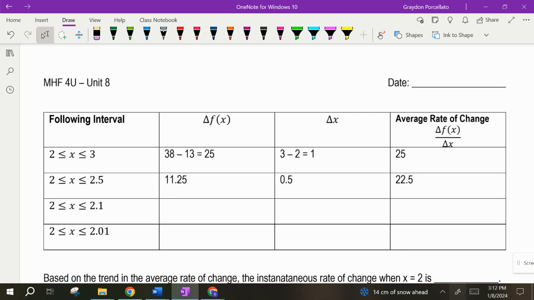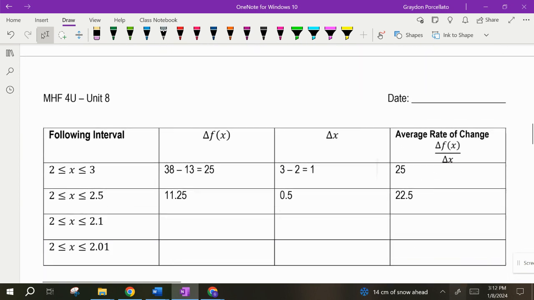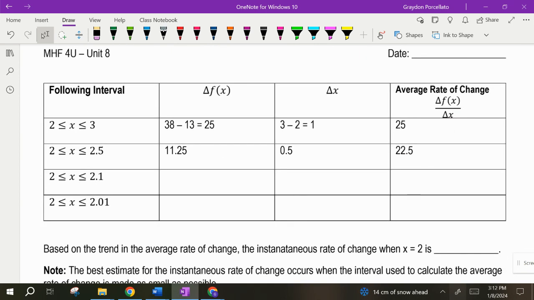Now that's from the left side, so these are from 1 to 2, 1.5 to 2. Now we're going to approach it from the right side, numbers bigger than 2, and get closer and closer to 2. Entering these into my calculator, if I sub in 2.1 into my equation, my change in y values would be 2.05.